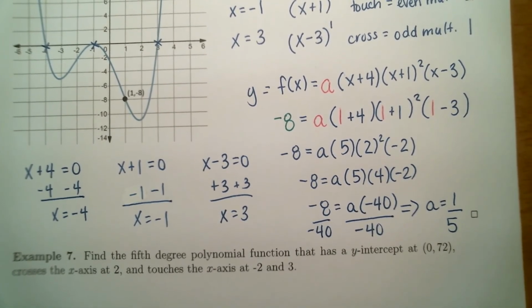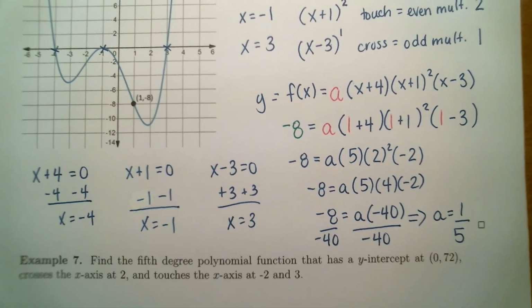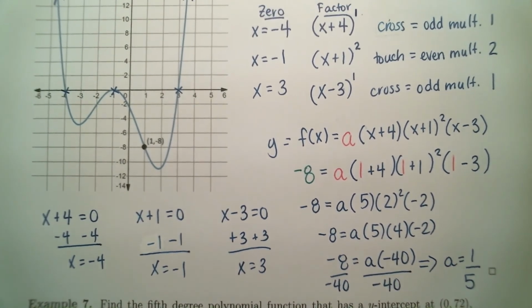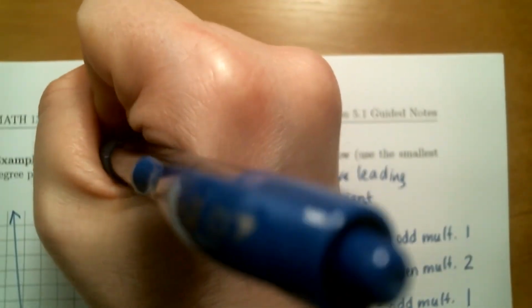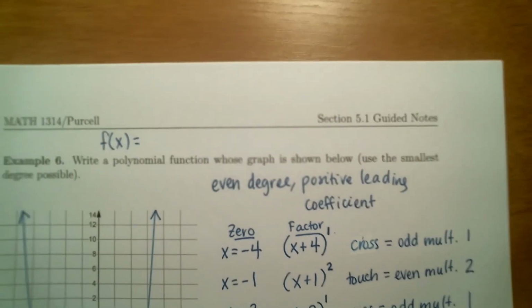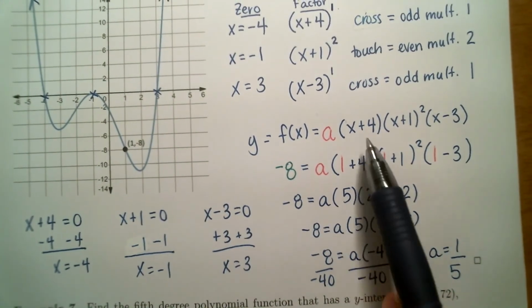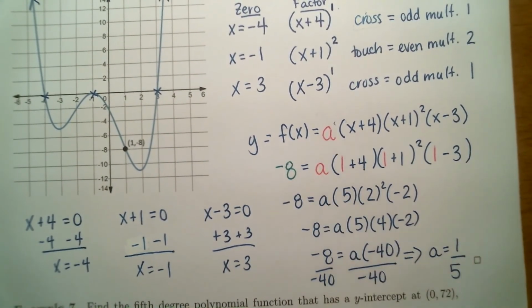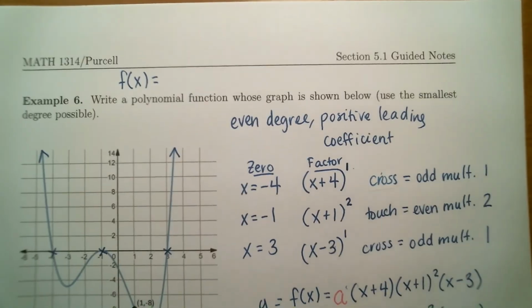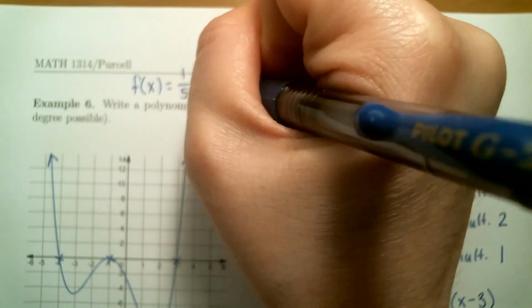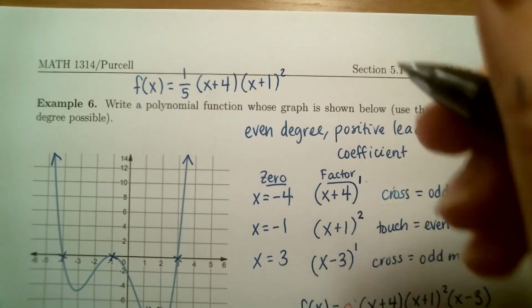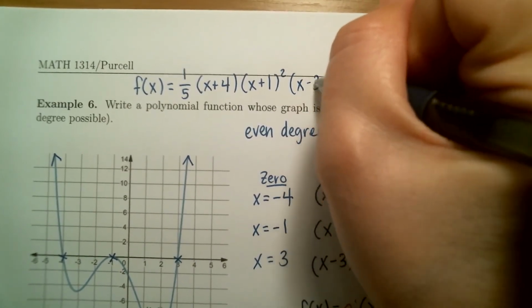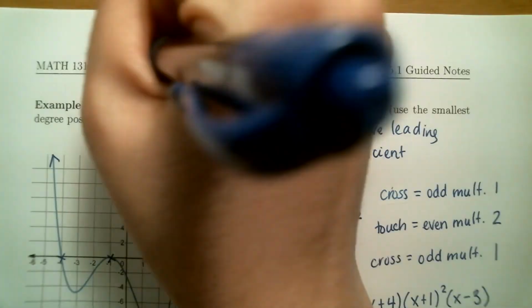Okay, so the final answer to this problem is the equation, the formula for the polynomial. So I'll write it up here. Here's the answer to example 6. Your function needs to be this, but we need to put in the specific A value that works. So it is going to be 1/5 times (x + 4) times (x + 1) squared times (x - 3). This is the final answer.